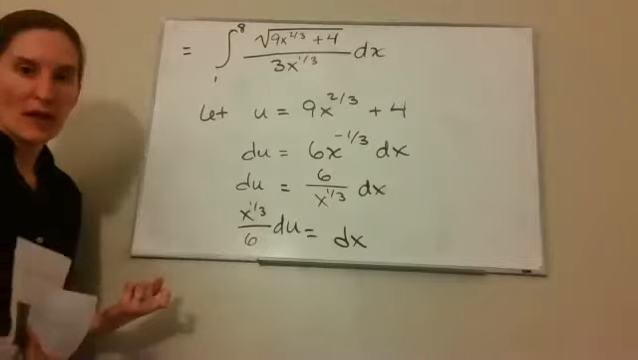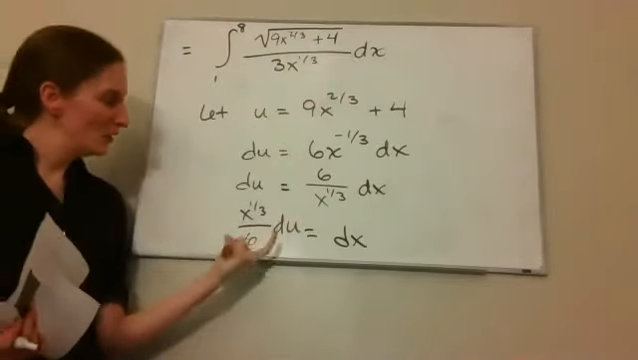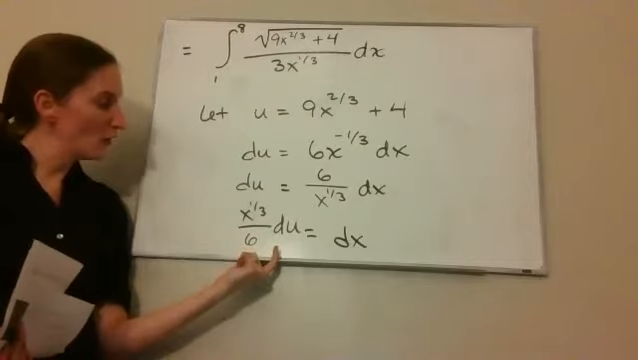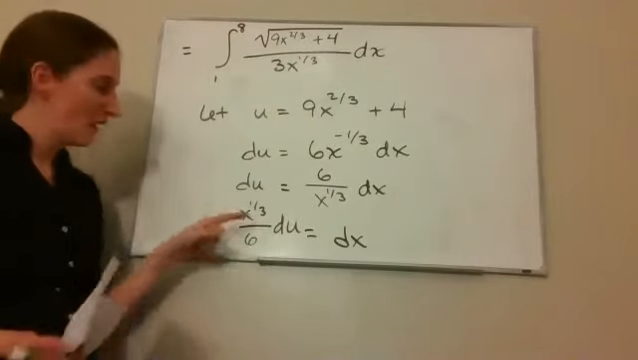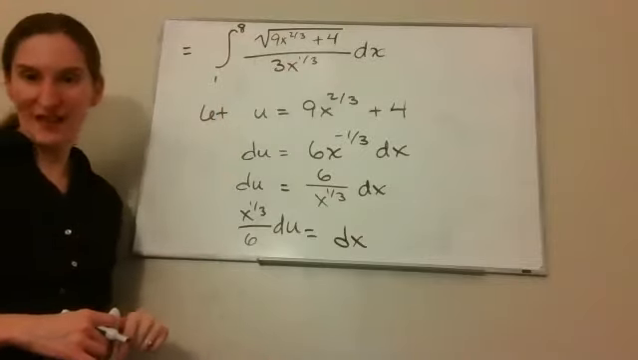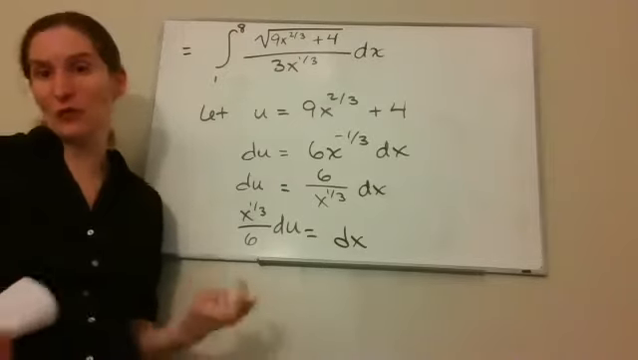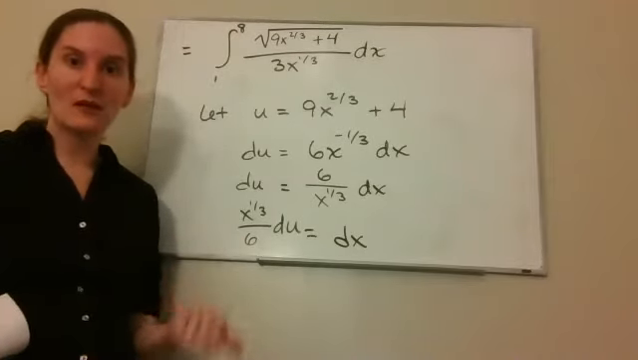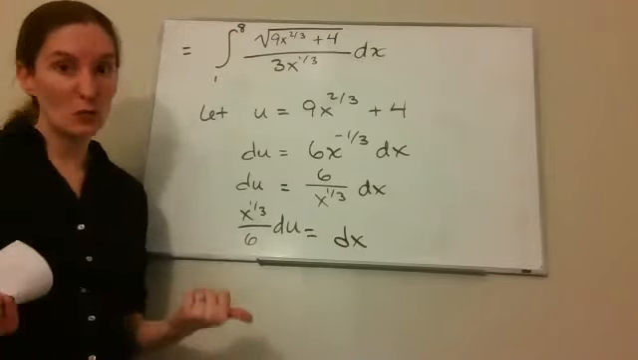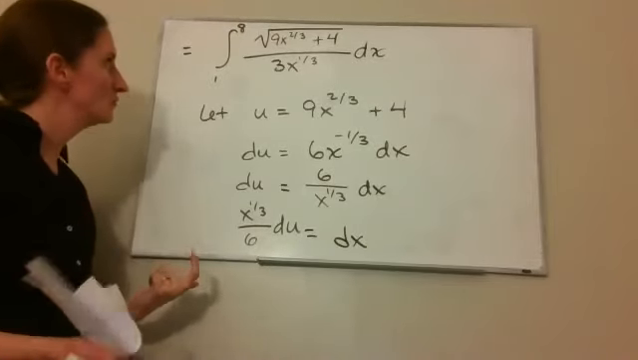Take a look at what would happen if I replace my dx in the problem with x to the 1/3 over 6 du. Then that x to the 1/3 will cancel my x to the 1/3 in that denominator, and we won't have x's anymore. We'll have only u's in the problem. So this substitution is going to work. We still need to change our bounds of integration though.